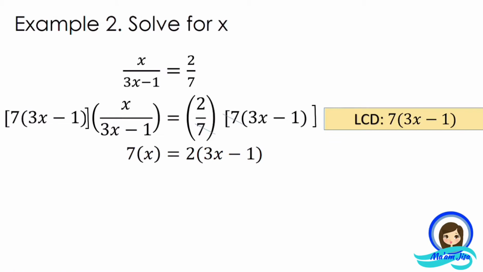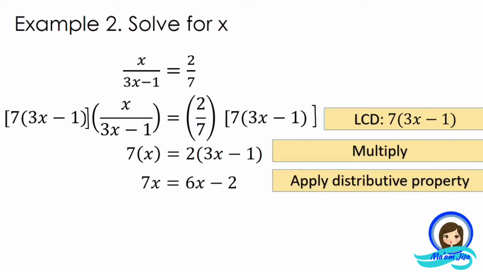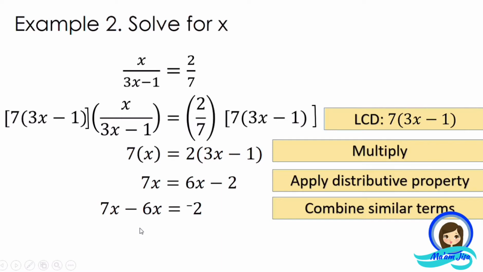In the same manner, on the right side of the equation, 7 over 7 is 1. So we cancel it, and the remaining terms are 2 and quantity 3x minus 1. Applying the distributive property, we have 7x equals 2 times 3x is 6x, 2 times negative 1 equals negative 2. Combining similar terms, we have 7x minus 6x equals negative 2. We make sure that all the variables are on the left side while the constant terms are on the right side. So simplifying, we have x equals negative 2.